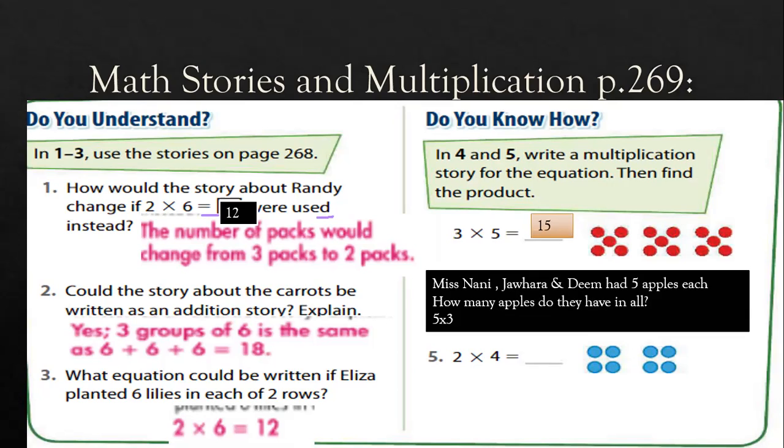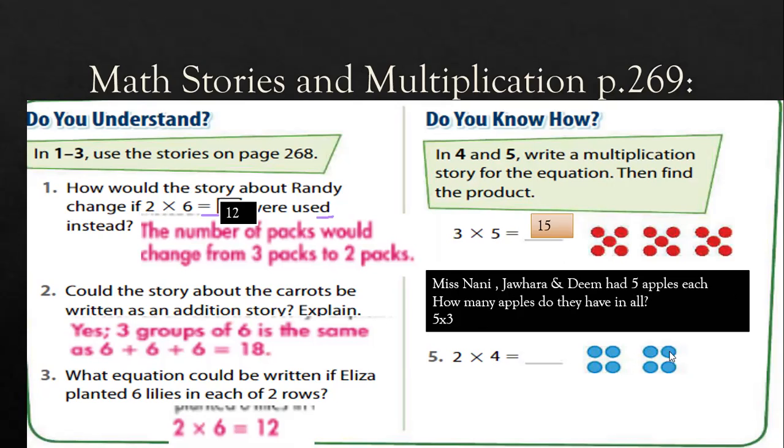Miss Nani, Jawhara, and Deem had 5 apples each. Each of us had 5 apples. How many apples do they have in all? So I did 5 multiply how many? We have 1, 2, 3. So 3, it's 15.